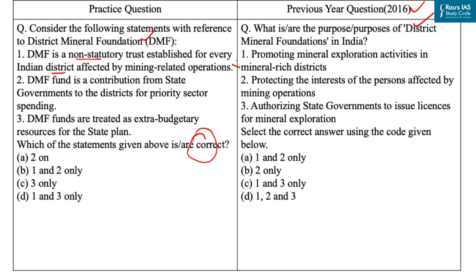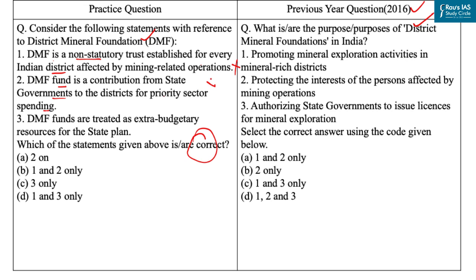Now this statement is incorrect because it is a non-profit statutory trust in India, established by the state governments by notification for every Indian district affected by mining-related operations. They are established under the Mines and Minerals Amendment Act 2015. Now let's come to the second statement. DMF fund is a contribution from state governments to the district for priority sector lending.